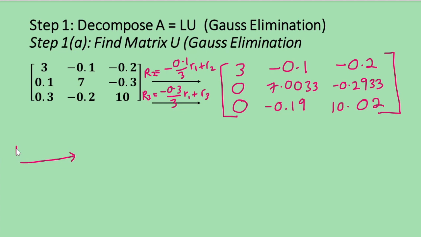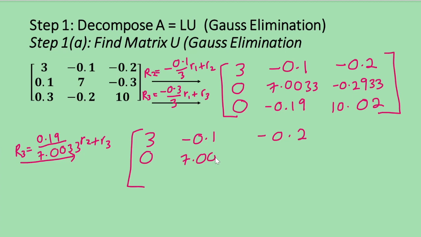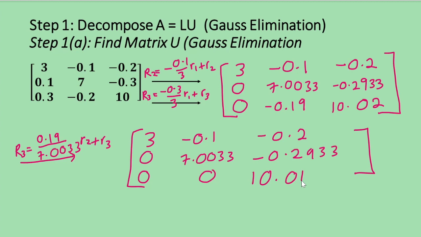In order to convert negative 0.19 to 0, the new row 3 is negative of this value, 0.19 divided by 7.0033, row 2 plus row 3, and the first two rows remain the same. 3, negative 0.1, negative 0.2, 0, 7.0033, and negative 0.2933. I would get 0, 0, and I would have to plug in negative 0.3 into row 2 and 10 into row 3. That would give me 10.0120. So this is my matrix U.